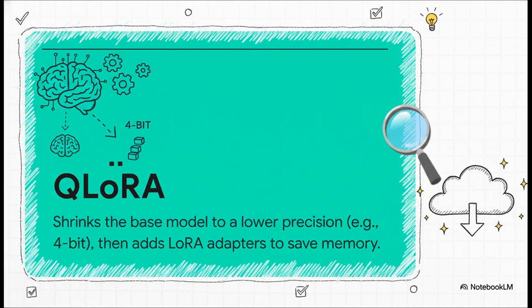But wait, it gets even better. We can push this efficiency to the absolute limit with something called QLoRA. That Q stands for quantization. And this is just a brilliant idea. It takes that huge frozen base model and shrinks it down to a much lower precision. Think 4-bit before it even adds those little LoRA adapters. And the result? Just a massive, massive drop in memory usage.